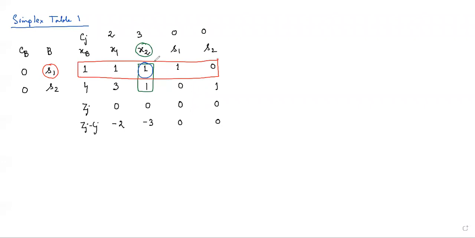So this is the pivot number. 1 is the pivot number. And now I am going to construct the simplex table 2. So for simplex table 2 construction, you just carefully observe what I need to do over here. And I hope that this time we should get the optimal solution. If we are lucky enough, then we'll get our optimal solution. But if we are unlucky, then I don't know what is going to happen. Just let's hope for the best.